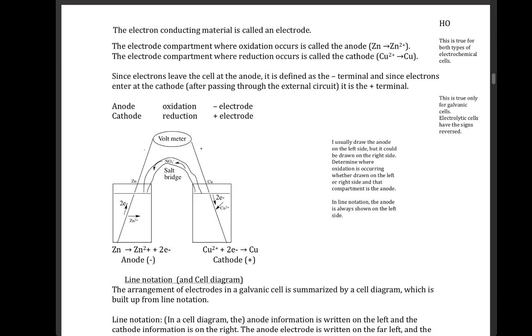Since electrons leave the cell at the anode, it's defined as the negative terminal or negative electrode. Since electrons enter at the cathode, it is the positive terminal. Think of electrons wanting to go toward the positive, electrons wanting to move away from the negative.